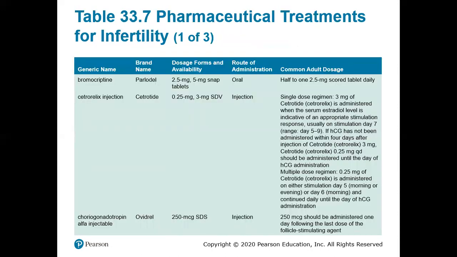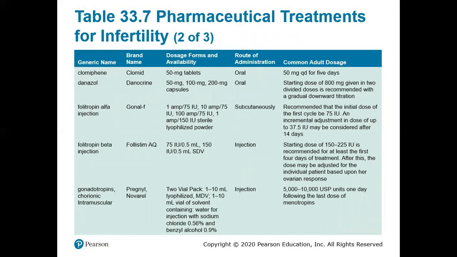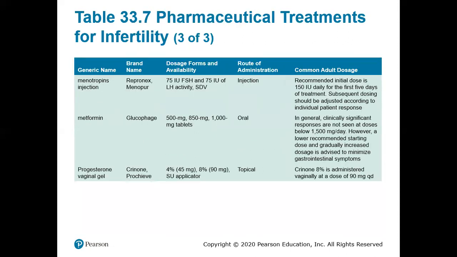It begins on page 570 and carries over to page 571. Table 33.7 details the pharmaceutical treatments for infertility. Again, I'm not going to read through the details of the chart, but I highly suggest that you do.